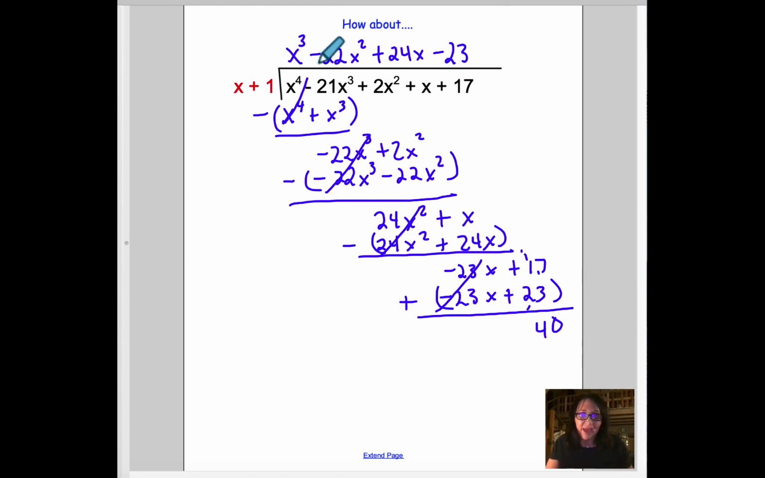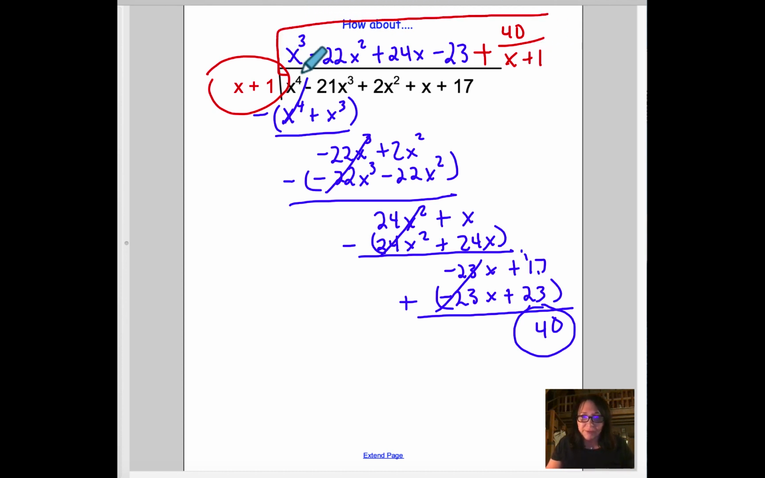So that means that my answer is this right here, and then this value here is my remainder, which means that I have to write my remainder like this. Just like I was doing that other problem, we're going to add it like this and go 40 over my divisor, which is x plus 1, okay? And so my answer is all of this right here, like that.